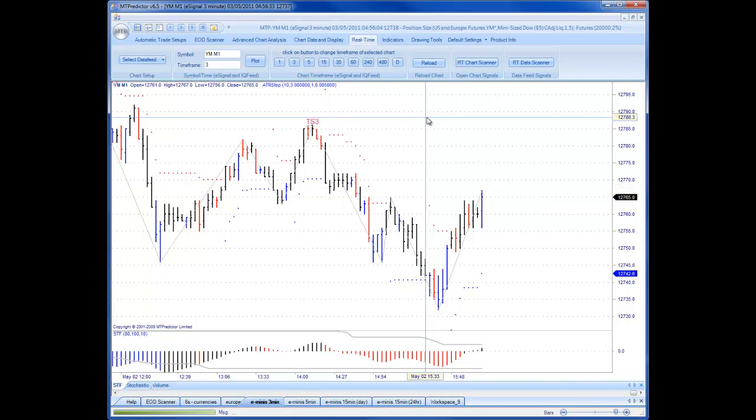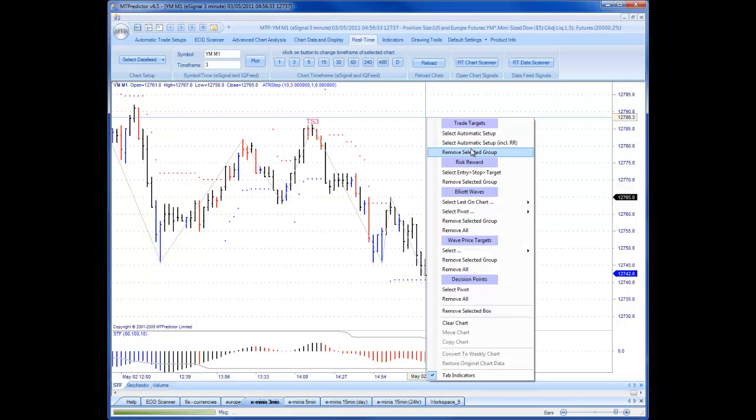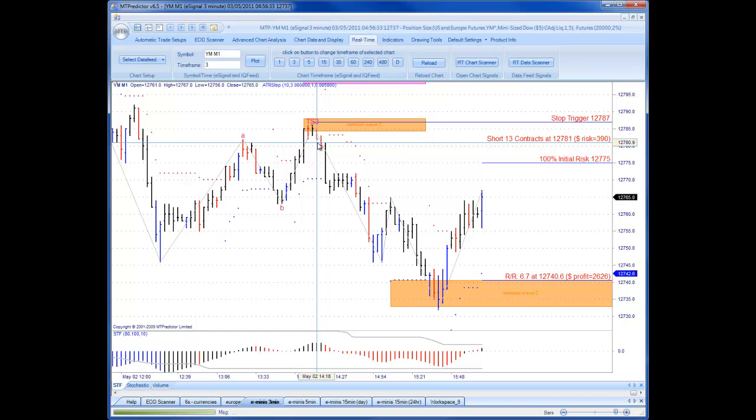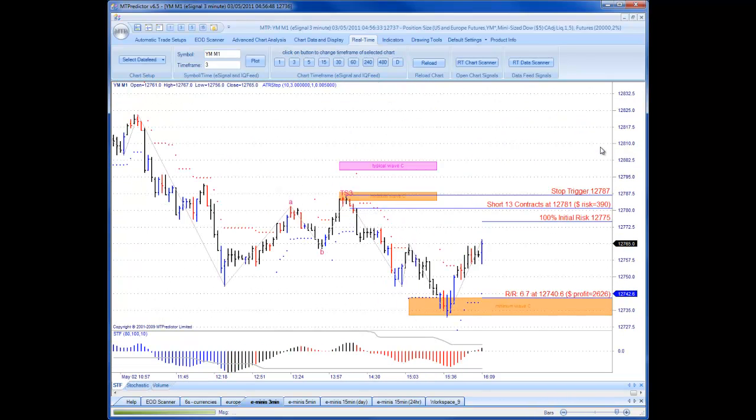So let's put the analysis on. Right mouse click, select automatic analysis, click on the coloured reversal bar, which is this one, and we get the trade setup appear. As normal, we have the position sizing, which gives us the number of contracts to trade to keep our risk small and under control. In this example, less than 2% of a $20,000 account.